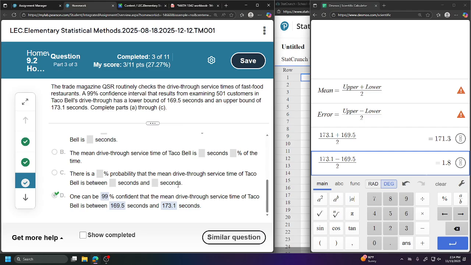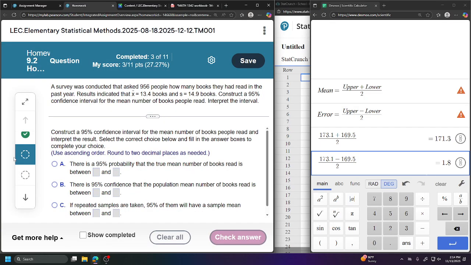I'm looking for the ones that use StatCrunch. That's the real thing. But y'all okay with that? It's pretty straightforward. Okay. Let's see what else we got here. I want to do some StatCrunchy stuff. I think this one finally we get the StatCrunch. Let's do this one together. That's an excellent question.